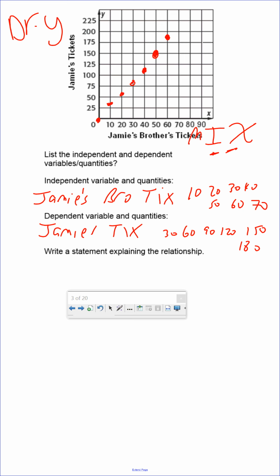Write a statement explaining the relationship. Well, it seems like Jamie has 3 times the number of tickets that her brother has. Jamie's tickets depend on how many tickets Jamie's brother has. So that's my statement. To find the number of tickets Jamie has, you've got to multiply her brother's tickets by 3. And her tickets depend on what her brother has.